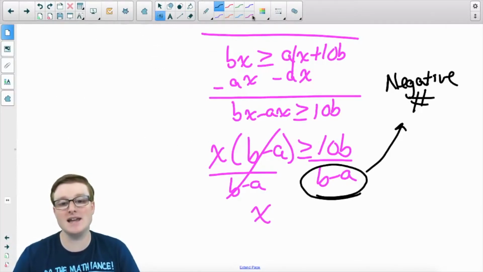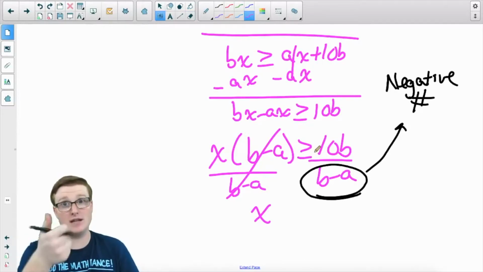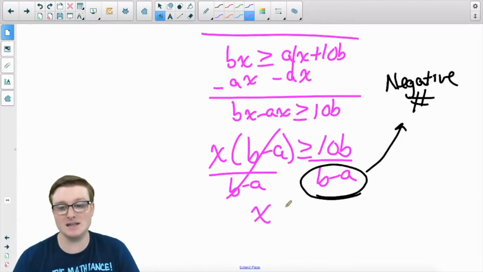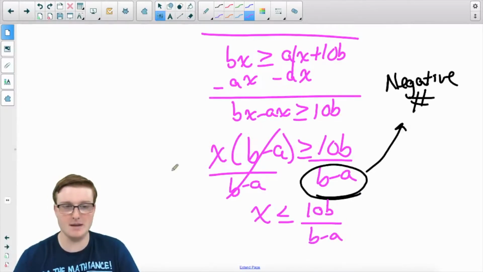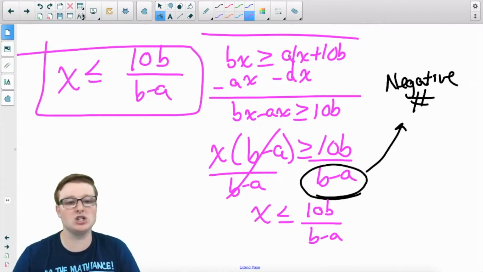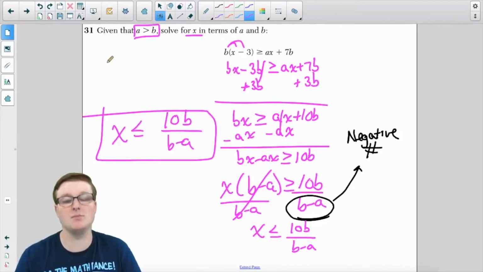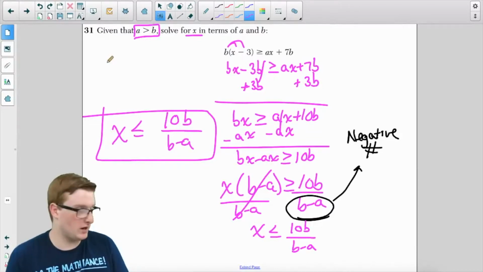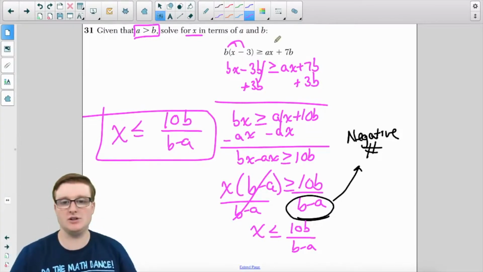When you divide by a negative number, you have to flip the inequality sign. So x has to be less than or equal to 10b over b minus a. And that, ladies and gentlemen, is your answer. You have to be so careful with the instructions on what they give you. But that is how you do question 31. All right, last question of the part 2s.